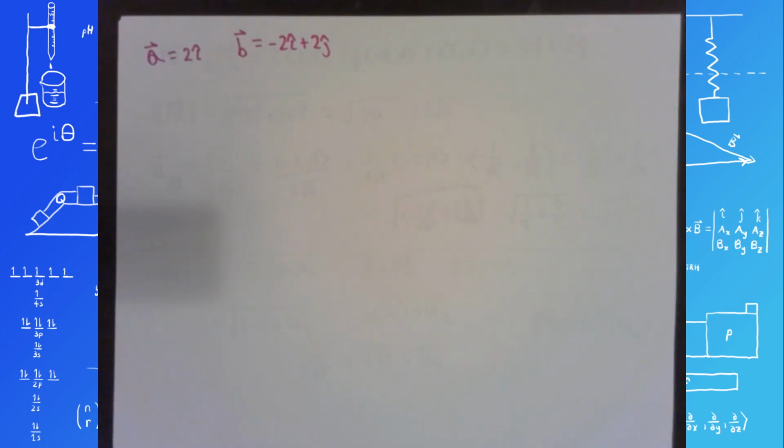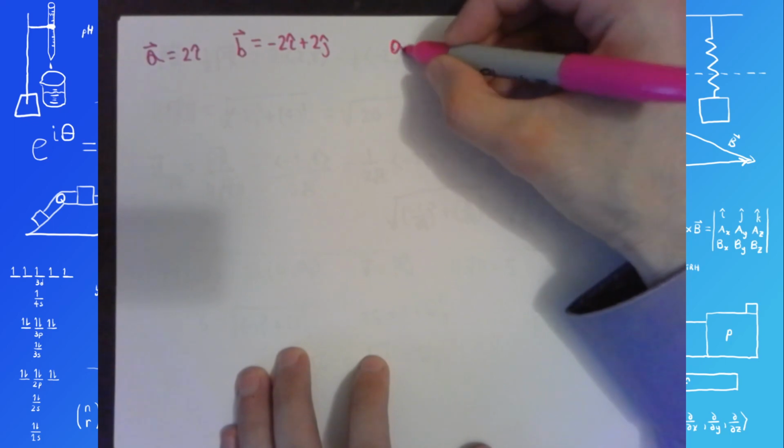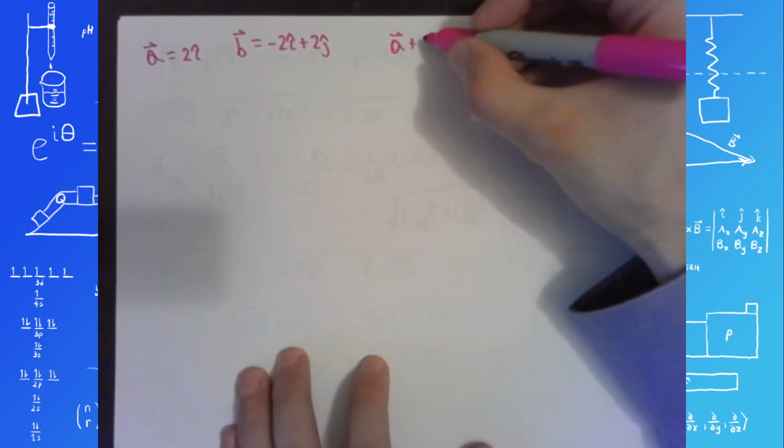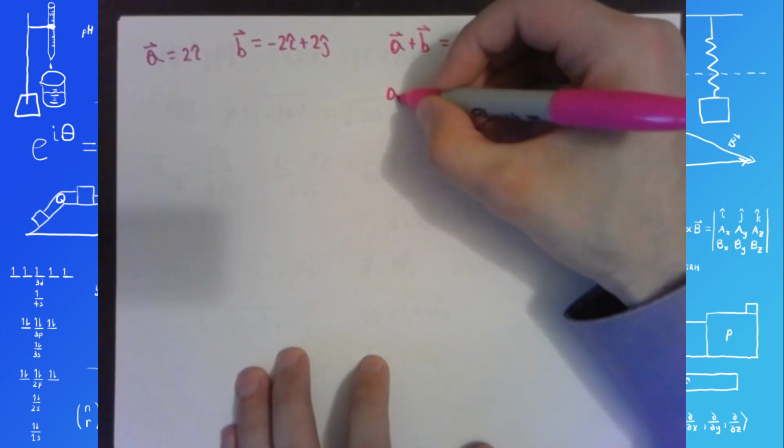So they wanted us to find the vector sum and the vector difference, and then for part C, verify that they satisfy the triangle inequality. Okay, let's find the sum and difference first. So let's find A plus B and A minus B.